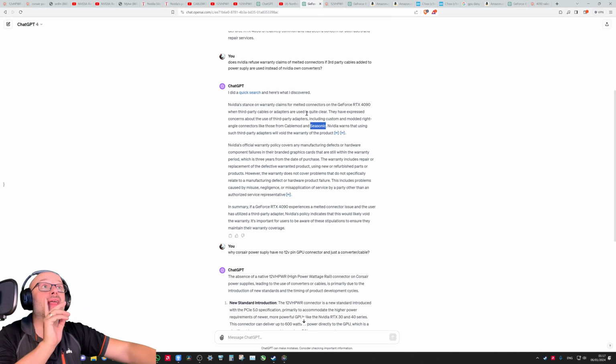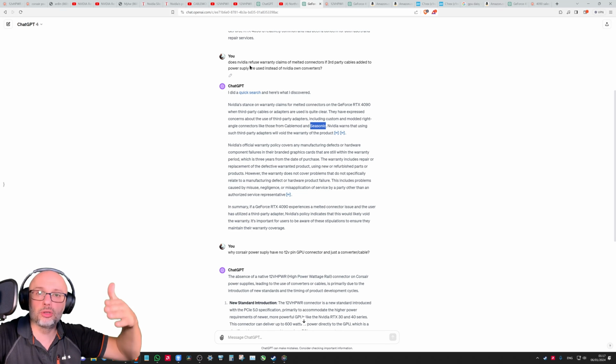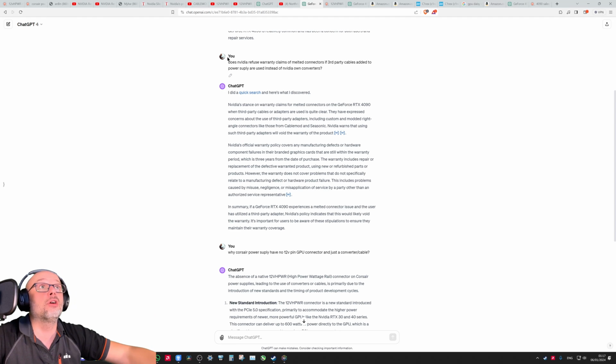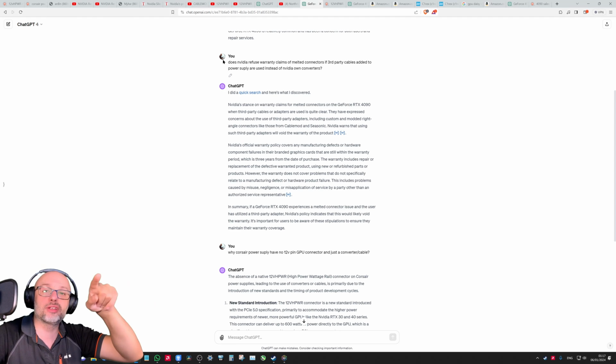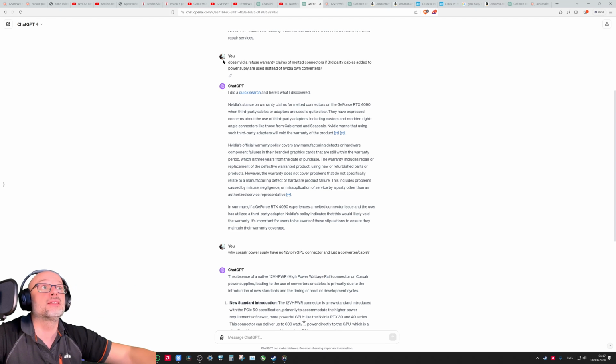So I asked ChatGPT again, does Nvidia refuse warranty if you're not using the included power cable with your GPU? And according to ChatGPT, which in this version has access to the internet, the answer is yes. So even if you use a CableMod or Seasonic converter, you void your warranty pretty much. Nvidia is clear about this. And Seasonic is making a converter as well.